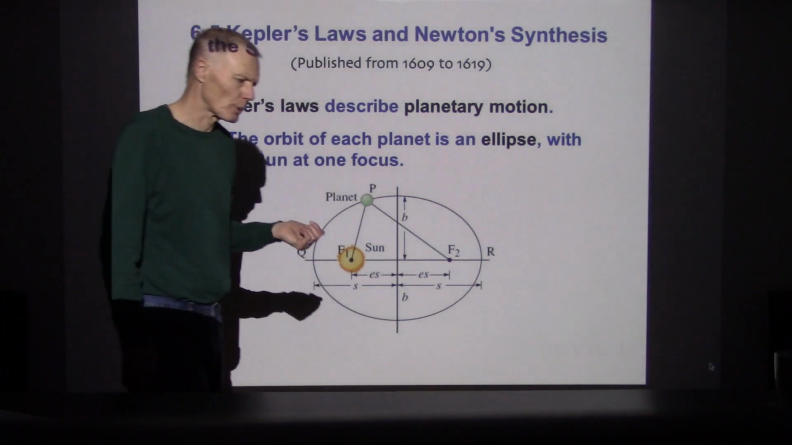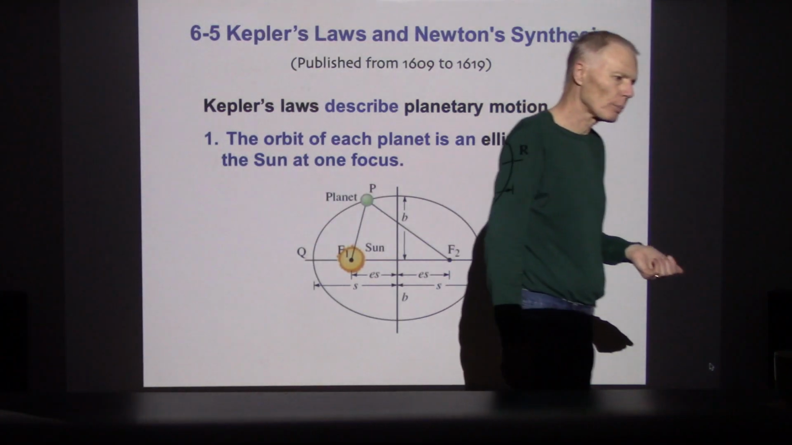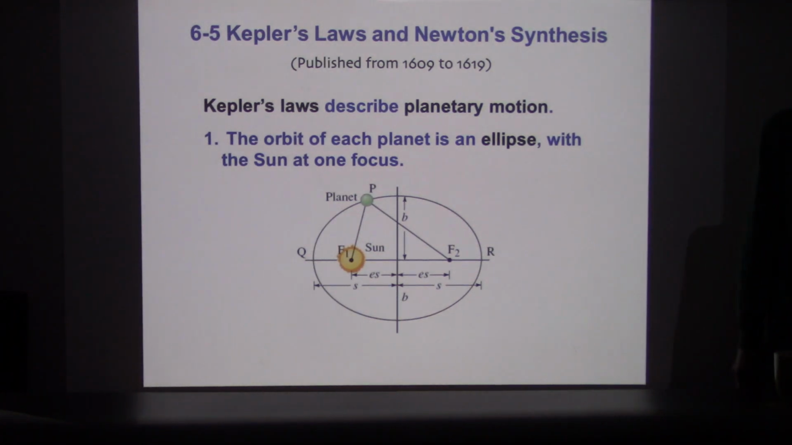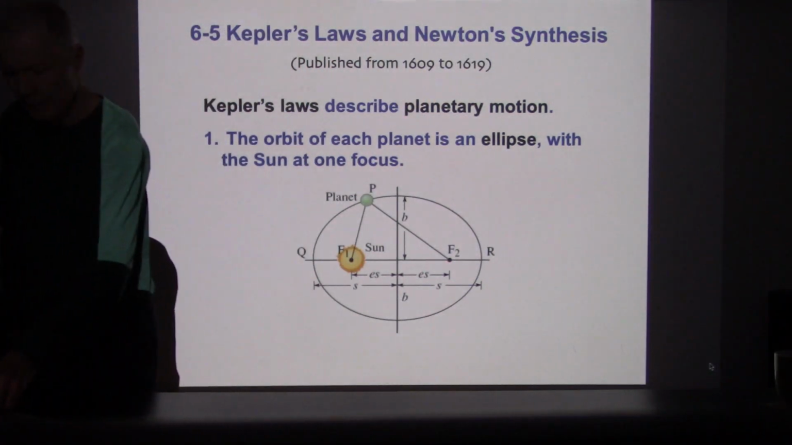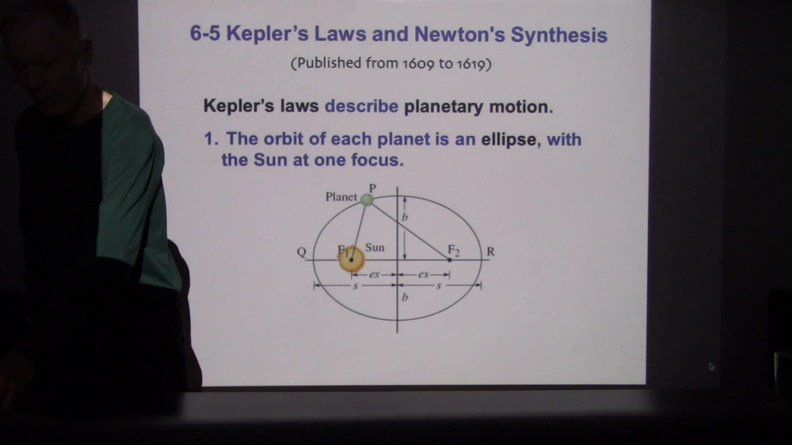Now this is exaggerated. Most of the planets are in orbits that don't have very much elliptical nature to them. They're roughly circular. But there's an easily measurable effect due to this elliptical nature of the orbits.